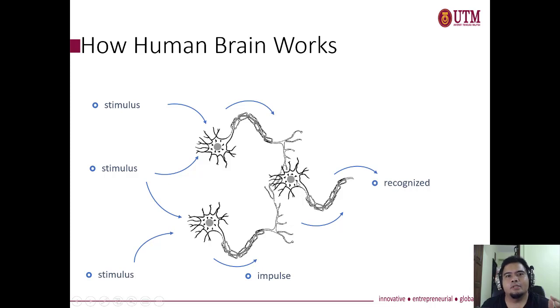So that's how it works, meaning there's a mechanism of inputs going to the nucleus, and then your neuron will decide whether you want to fire the signals to the next neuron or not.